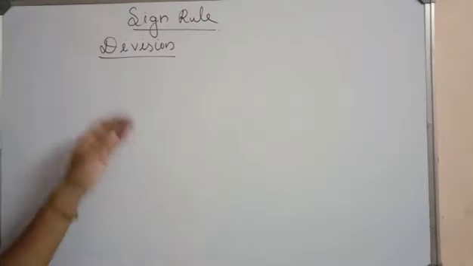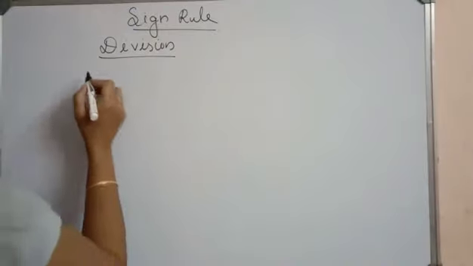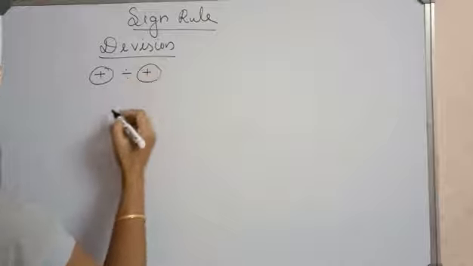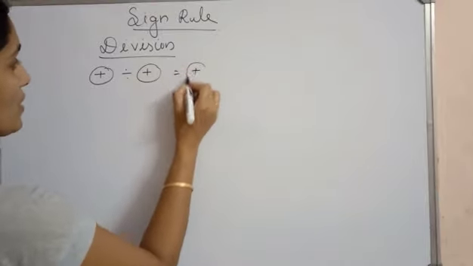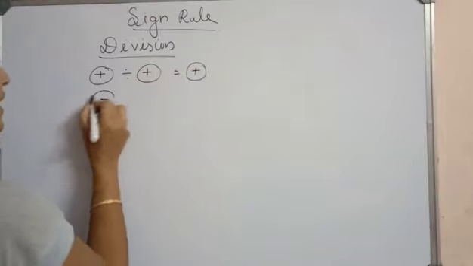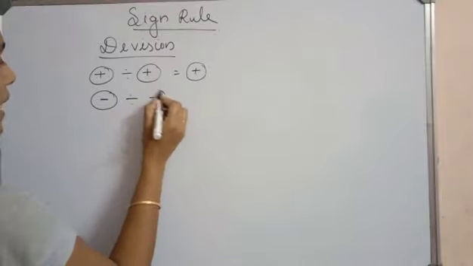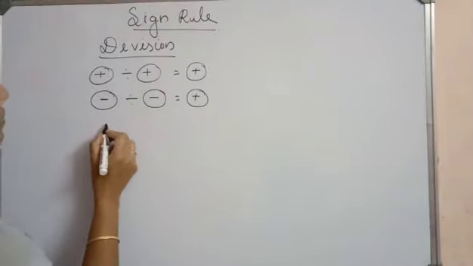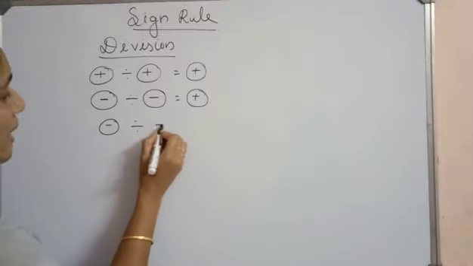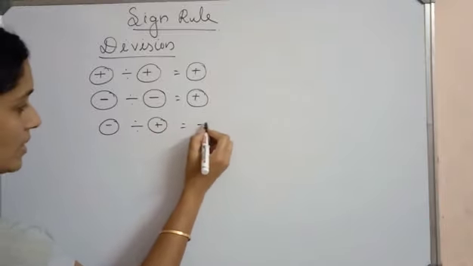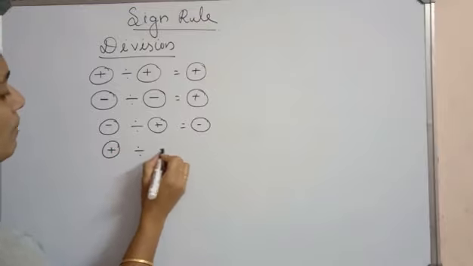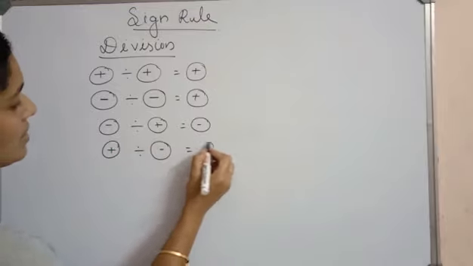Now let's see the sign rule for division. Whenever you are dividing a positive number by another positive number, your final answer is positive. Whenever you are dividing a negative number by another negative number, your answer is positive. Whenever you are dividing a negative number by a positive number, your answer is negative. Whenever you are dividing a positive number by a negative number, your answer is negative.